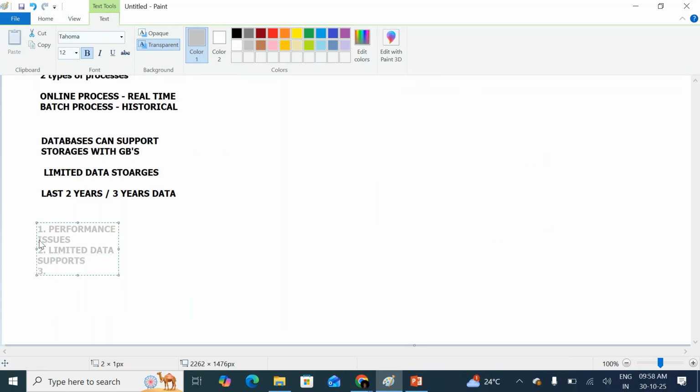Database in nature, the architecture of database will be on row storage. What is that?